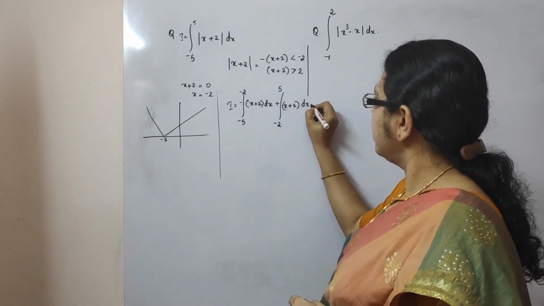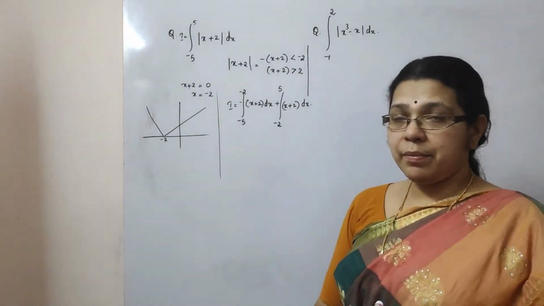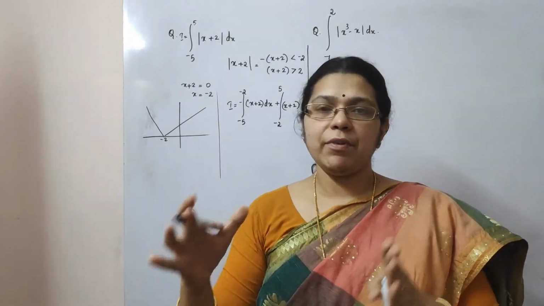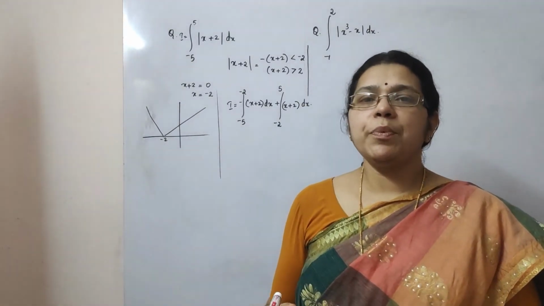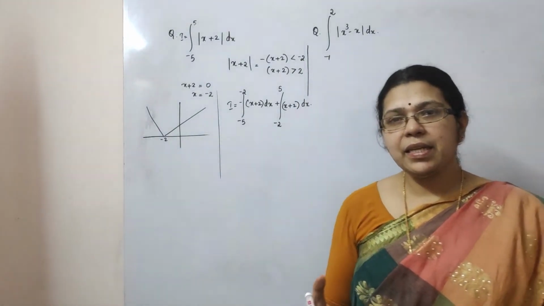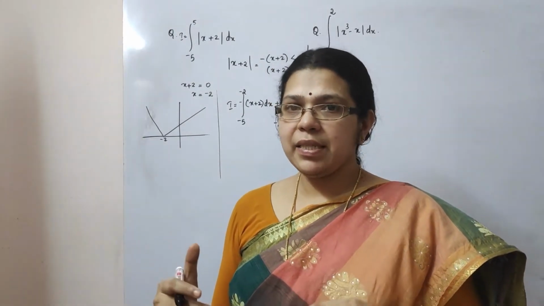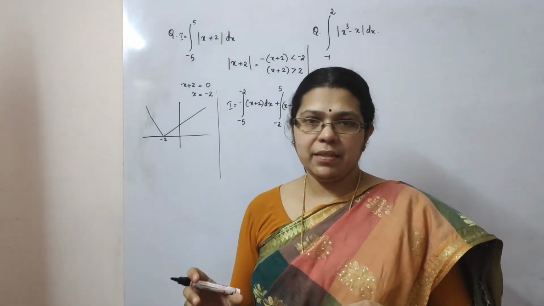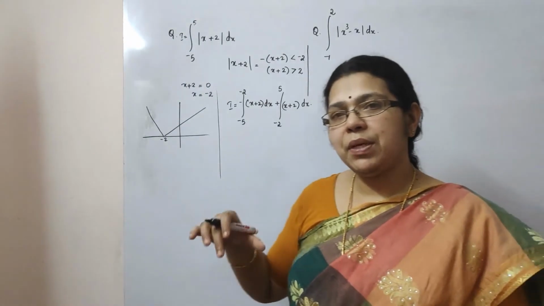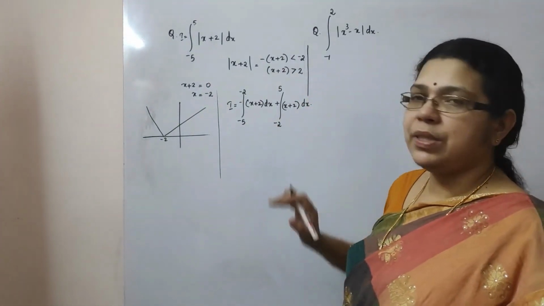Am I clear? Minus 2 lies in the interval minus 5 to 5. This is exactly the property which we are using: integral a to b f of x dx, I will write it as integral a to c f of x dx plus integral c to b f of x dx, where c is a value lying inside the interval, between a and b. Now here minus 2 is a value lying between minus 5 and 5. So I can split the integral into 2 in this manner.